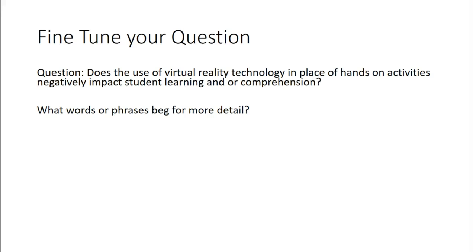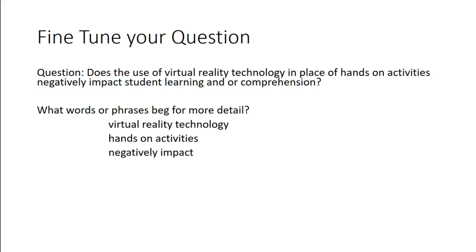Once you have a good question to start with, it is a good idea to try and limit the scope of the question as much as you can. Although you're limiting the scope, ironically, this will likely lead to a research question that is longer and more detailed than the original one. So looking at the research question, what words or phrases beg for more detail? How about virtual reality technology? Hands-on activities? Negatively impact? Students' learning comprehension?